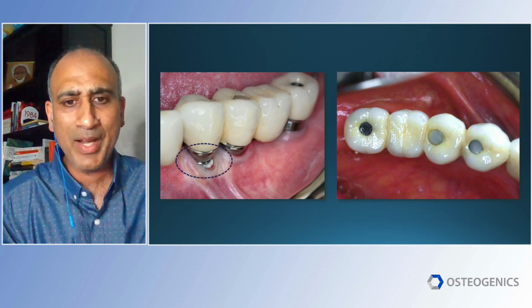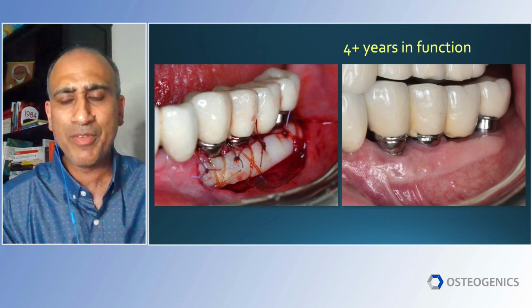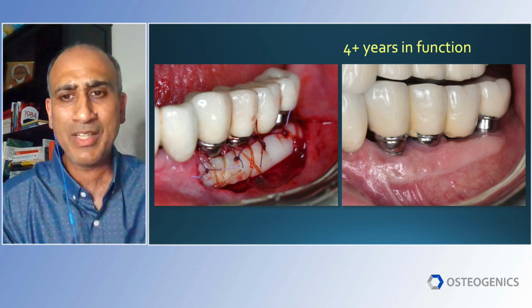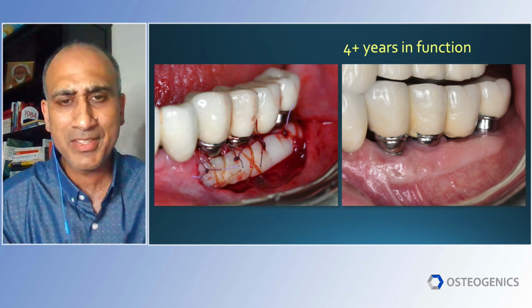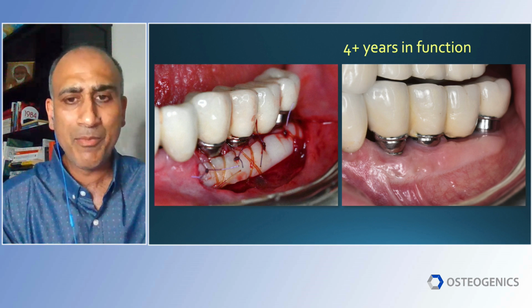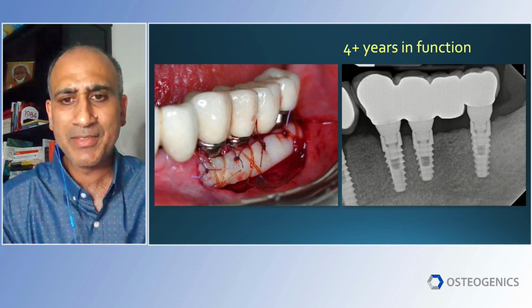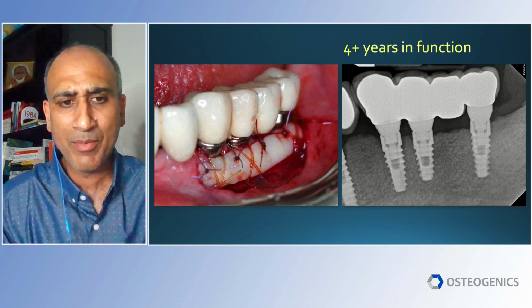We did a free gingival graft to try and build up the zone of keratinized tissue. And this is what the implants look like now at 4+ years in function. Now, looking back in retrospect, I probably should have done this soft tissue augmentation when the implants were placed. And radiographically, we have stable bone levels as well.